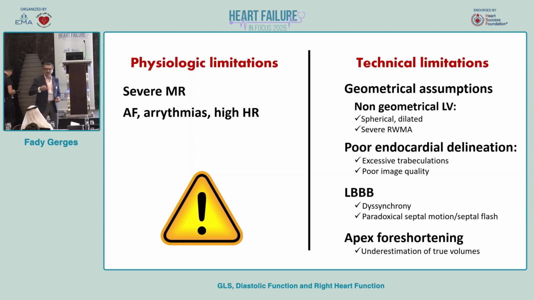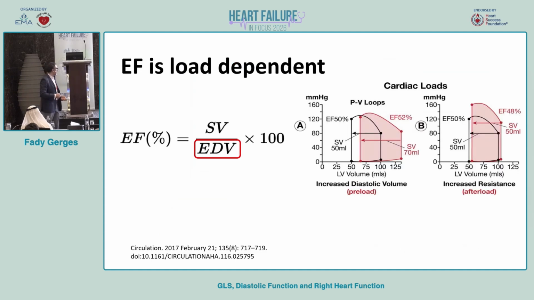We'll go to the hands-on stations after that. I'll show how to avoid the apical foreshortening. So this is the reason why strain was there, because EF is basically load dependent. So it relies on the end diastolic volume. We're talking about the preload and the afterload. It's all physiological. Any of the previous diseases or pathology the patient has will affect the ejection fraction because it's load dependent.